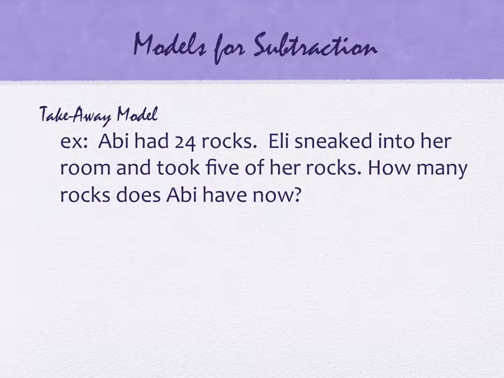Now there are 4 models for subtraction. The first one is the one that we most often think of. In fact, if you ask a child what is subtraction, they're probably going to tell you it's takeaway, right? We hear that a lot. So this is the idea. Abby had 24 rocks. Eli sneaked into her room and took 5 of her rocks. How many rocks does Abby have now? So she had these objects, and we're physically taking something away.